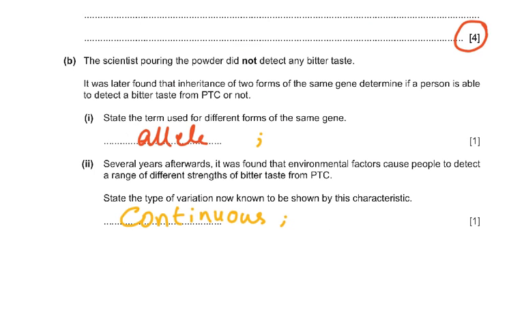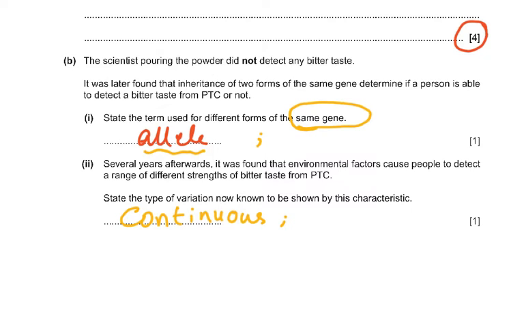The scientist pouring the powder did not detect any bitter taste. It was later found that inheritance of two forms of the same gene determine if a person is able to detect a bitter taste from PTC or not. State the term used for different forms of the same gene. Like we say, for blood group, there are 3 alleles, IA, IB, and IO. So allele was the answer.